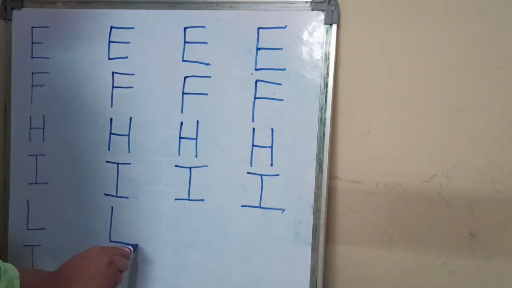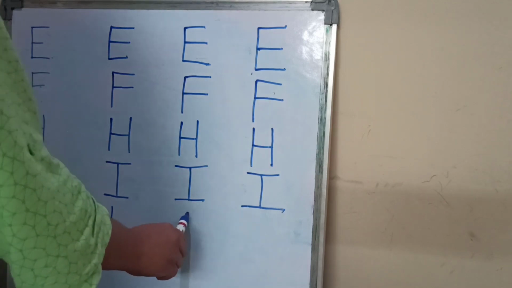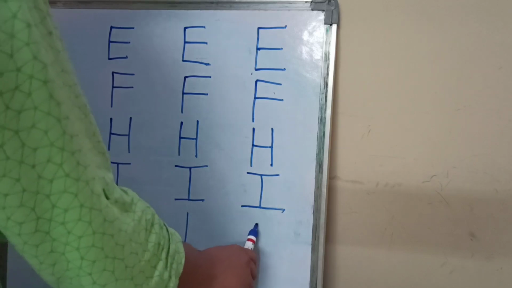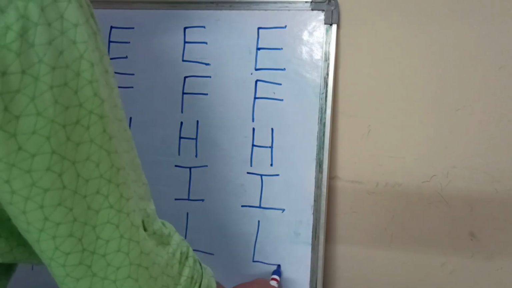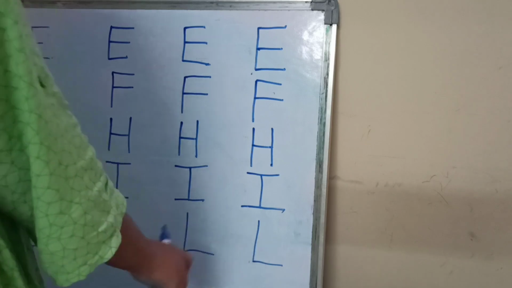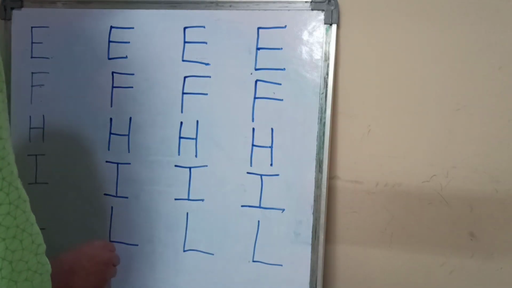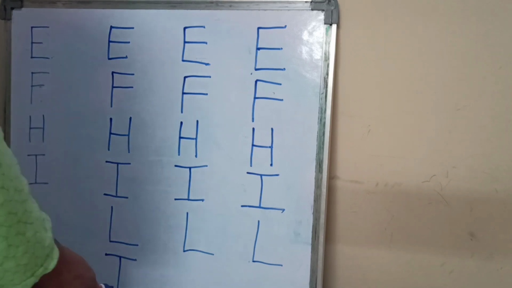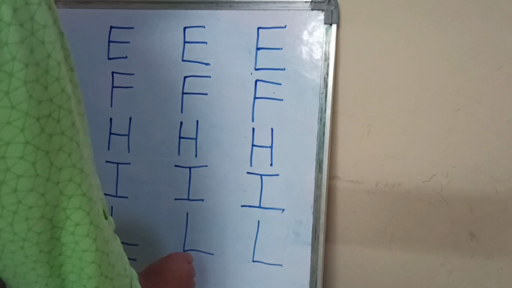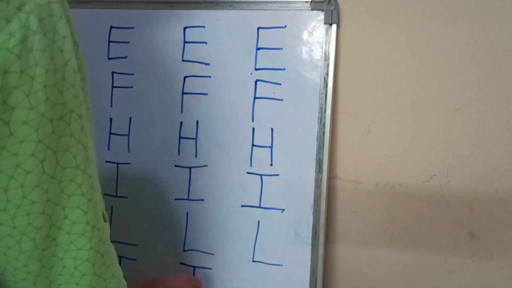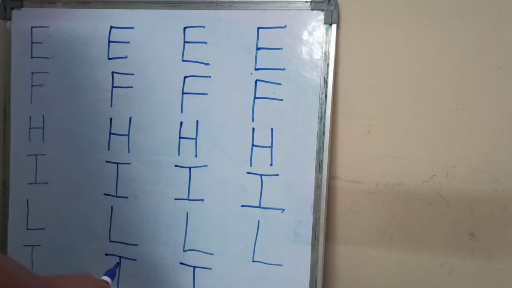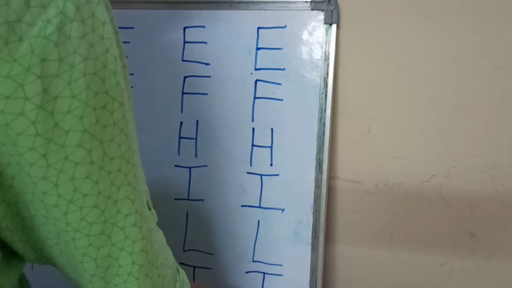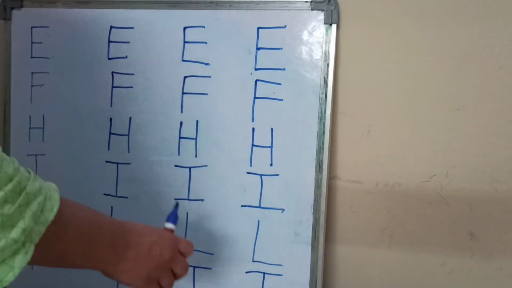Standing line, sleeping line. It's an L. Okay. Sleeping line, standing line. It's a T. Sleeping line, standing line. It's a T. Okay kids?